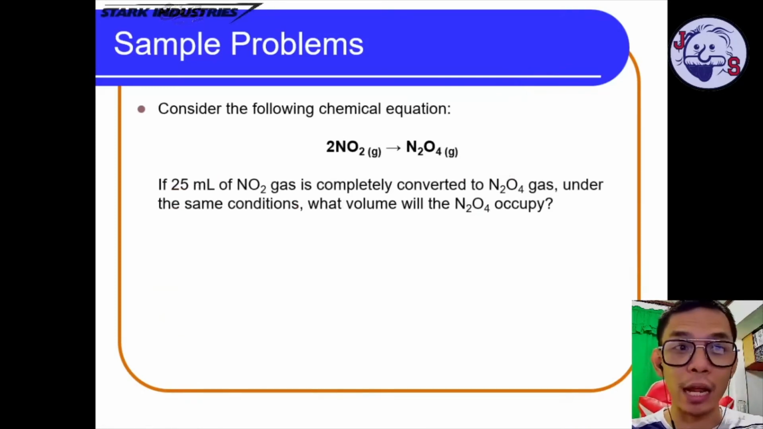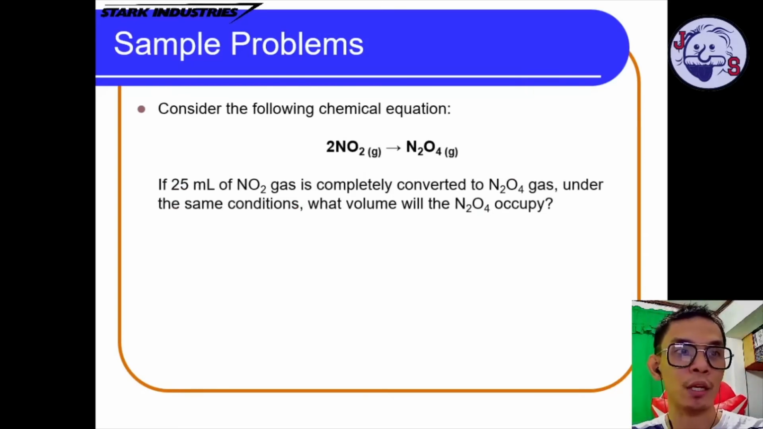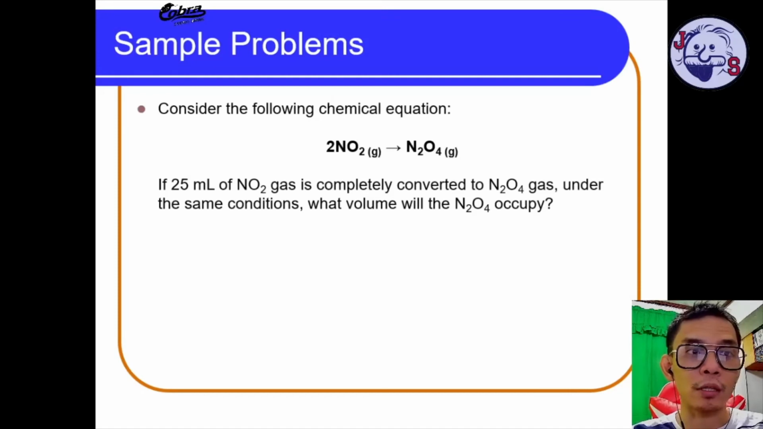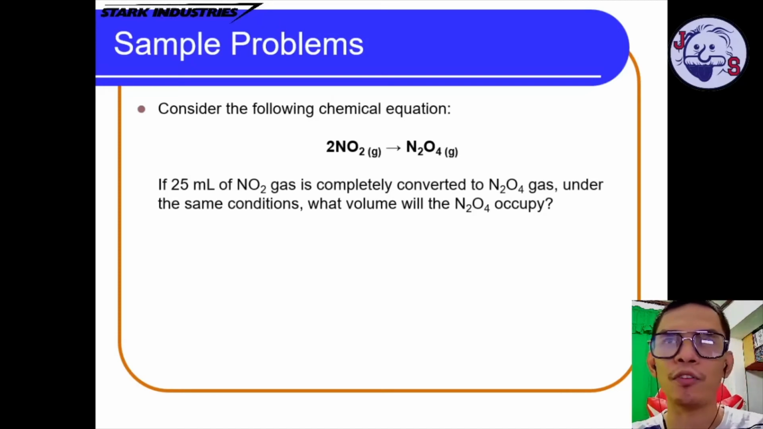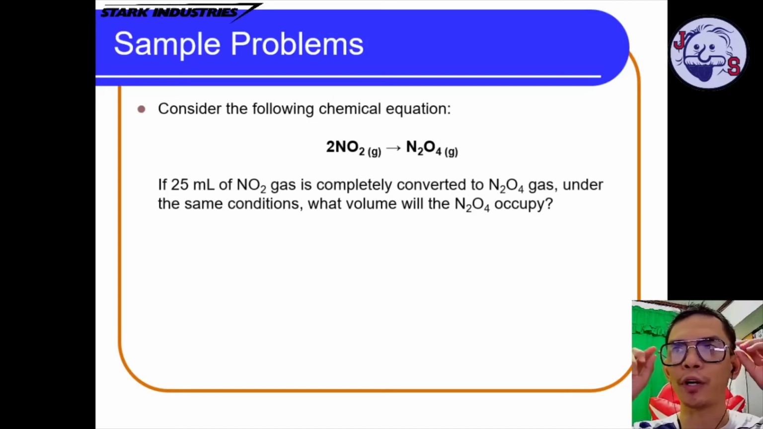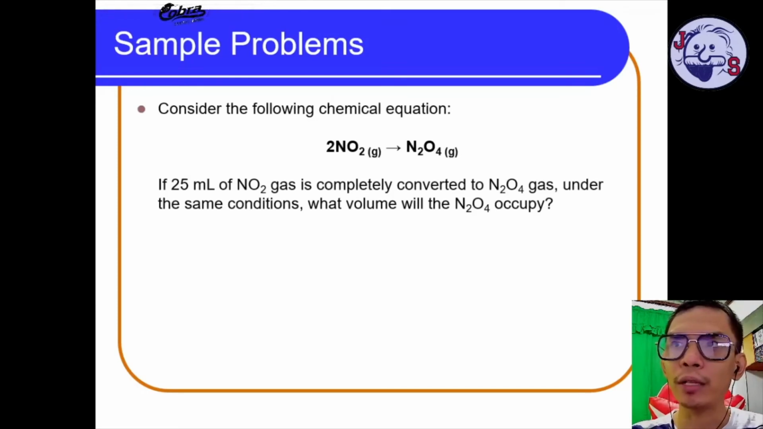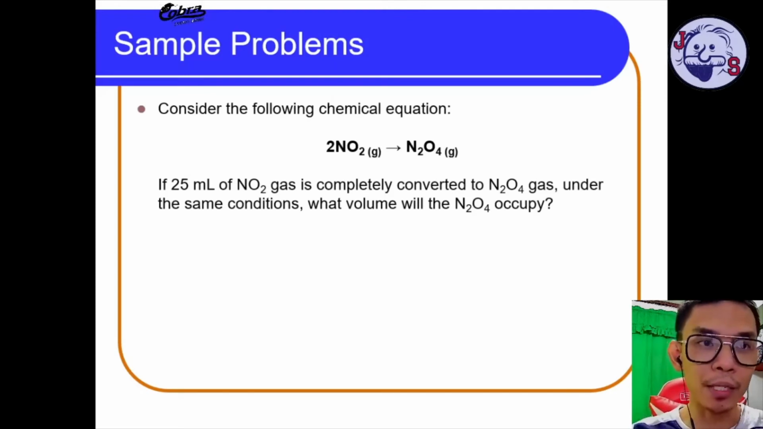So this is, I think, the last problem that we have right here. In this case, we are going to use gas stoichiometry. Consider the following equation. This equation is used to transform nitrogen dioxide into N2O4. So what is the problem? If 25 ml of nitrogen dioxide is completely converted to N2O4 gas under the same conditions, what volume will the N2O4 occupy?